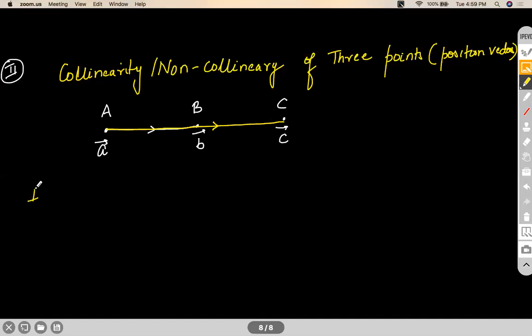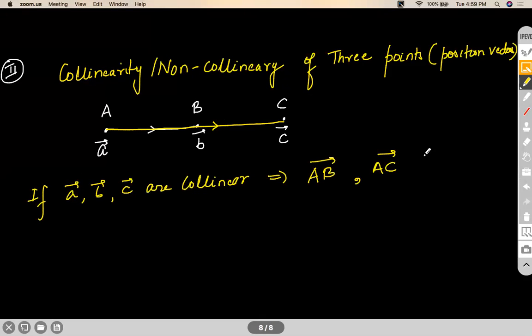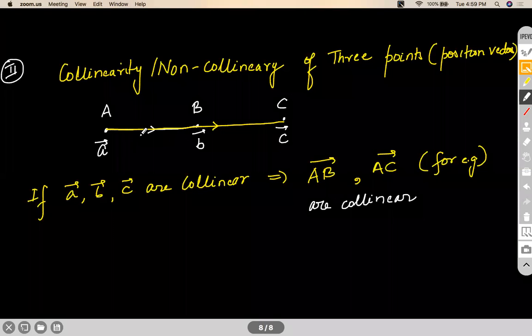So can I say if A, B, C are collinear, it will automatically imply that any 2 vectors made out of it will be collinear. I'm just taking an example. Okay, so if 3 points are collinear, then take any 2 vectors made up of those 3 points, whether you take AB, BC or you take AC, BC, right? Any 2 vectors you make out of those 3 points, they will also be collinear. Do you agree to this or not? Yes or no?